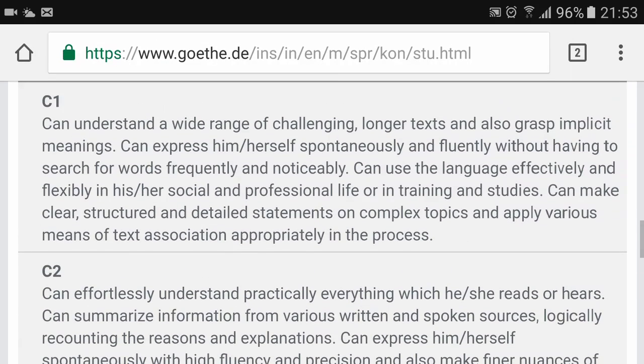So this is the most important thing: when you have C1, then you have an extra advantage over somebody who has B2. Here I'm talking about the medical professionals who want to work in Germany. For them, the requirement by law is B2. But if they have C1 and they show that C1 certificate, then they are given a preference in their interview, because this person has C1, so he's definitely better than B2. So you have a better chance of getting a job in a better hospital. Here you are expected to make clear, structured, and detailed statements on complex topics.